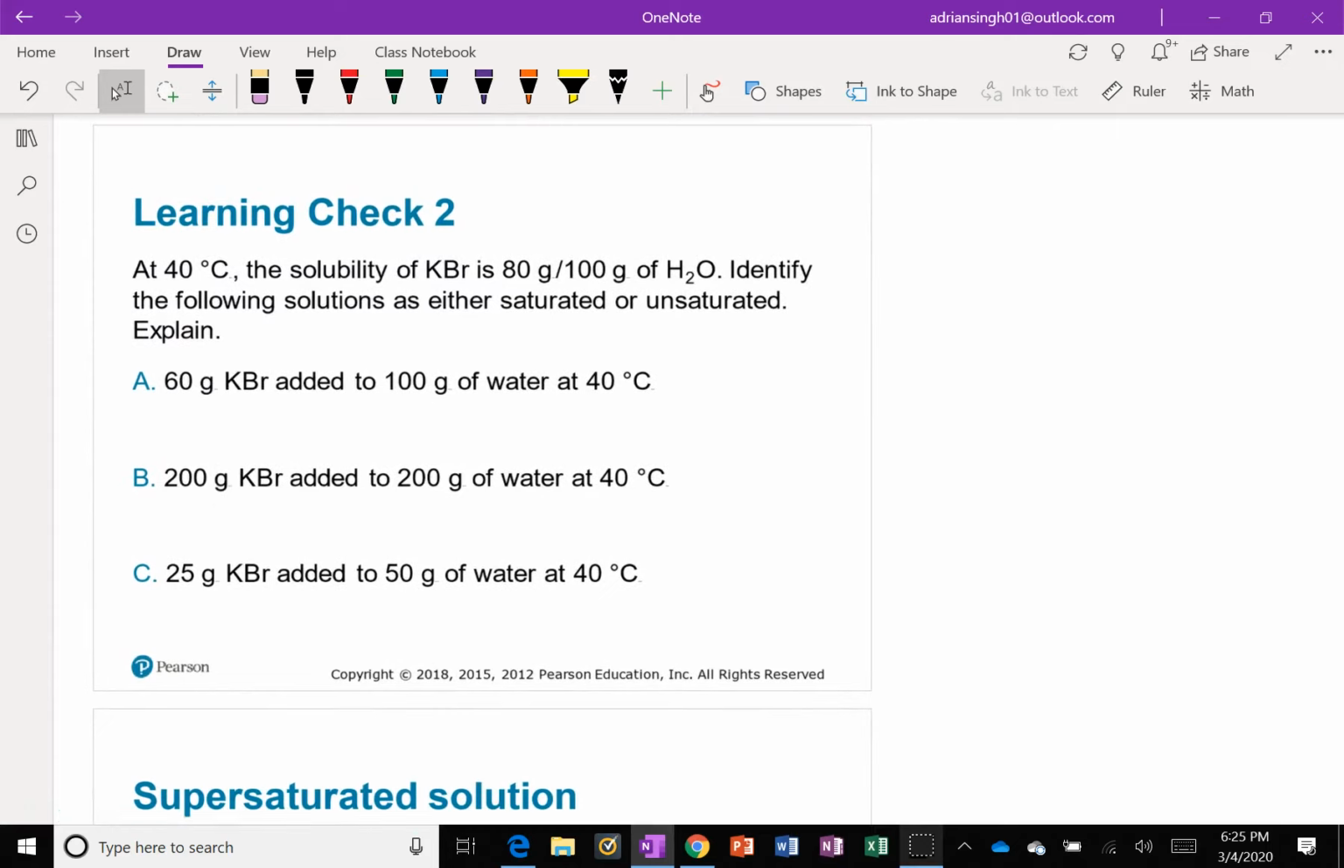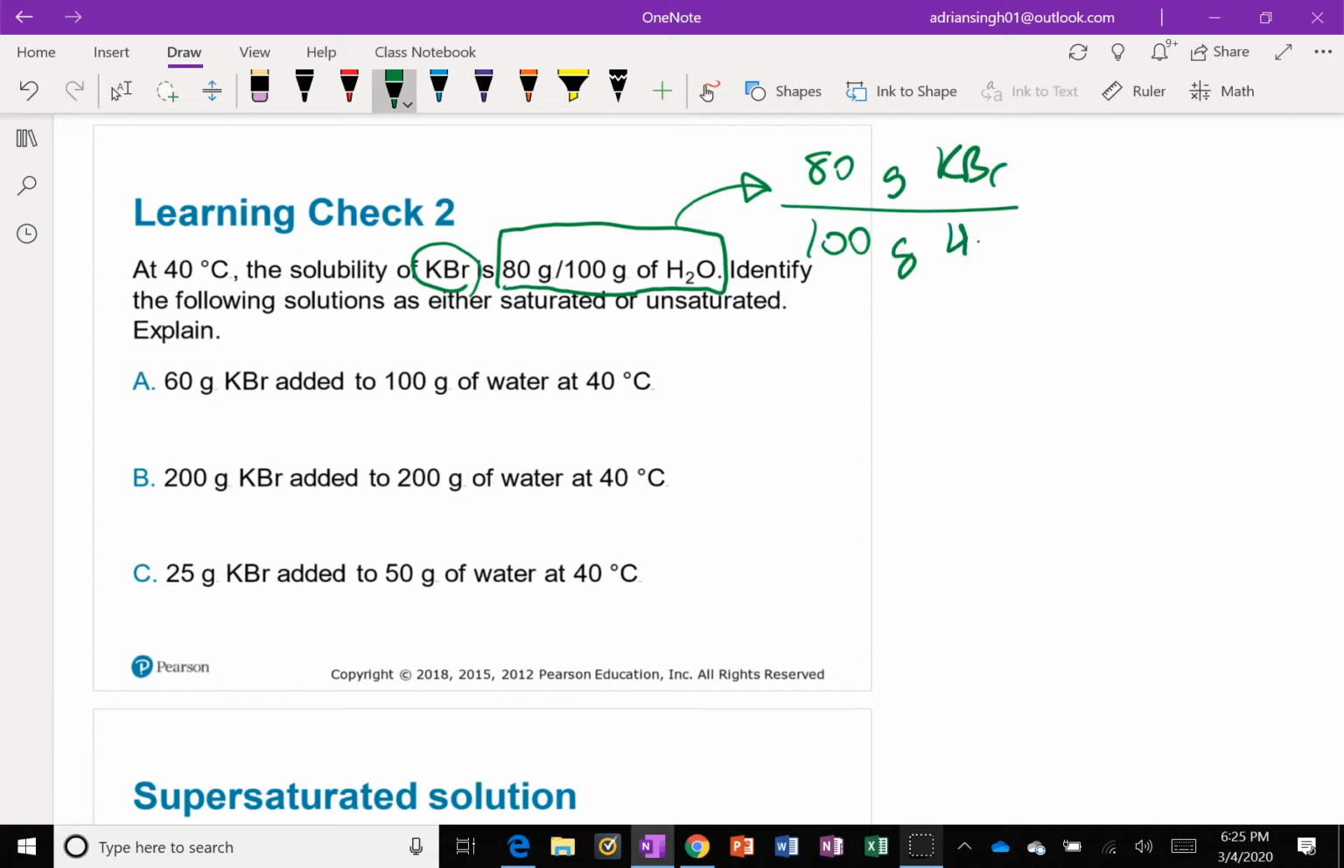All right, so let's take a look. We're saying here at 40 degrees Celsius, the solubility of KBr. So what's KBr? What's the name of KBr? Potassium, so K is potassium, Br is bromide, is 80 grams for every 100 grams of water. Right? So what this means then, at that temperature, we can dissolve 80 grams of KBr for every 100 grams of H2O. Right? That's what the solubility is telling us. That's a maximum amount of that solute we can dissolve in 100 grams of water.